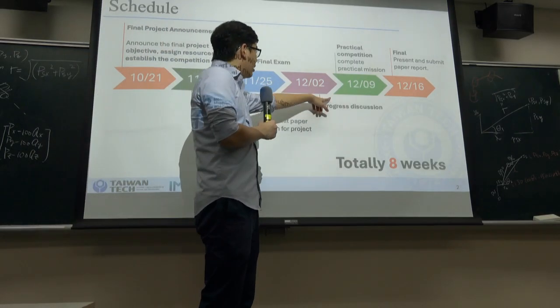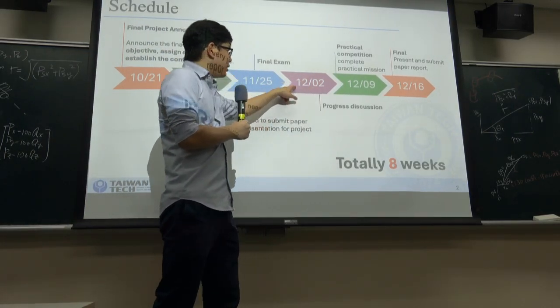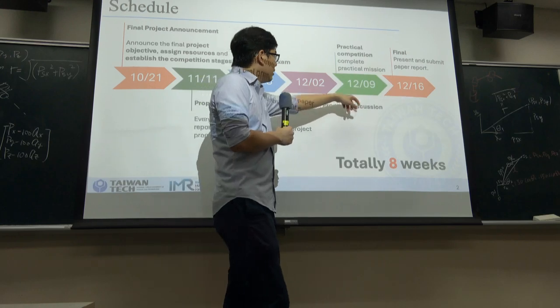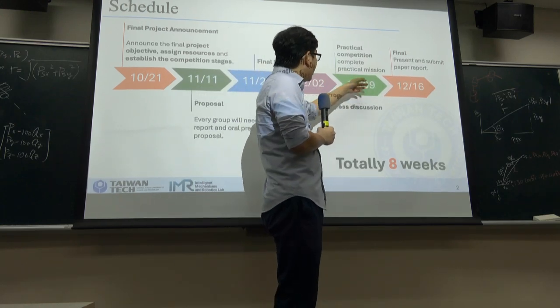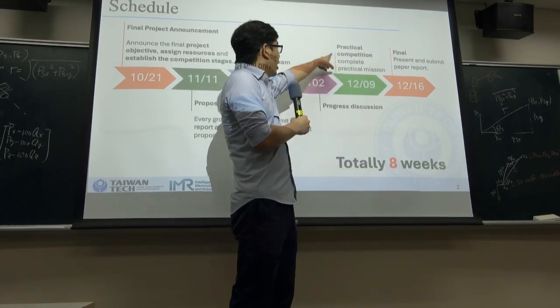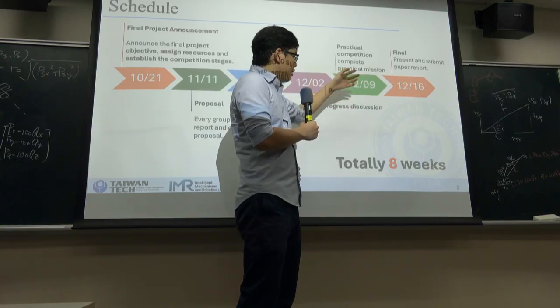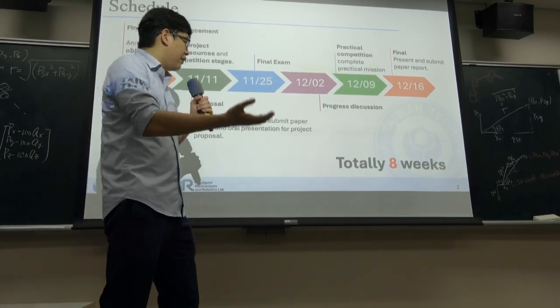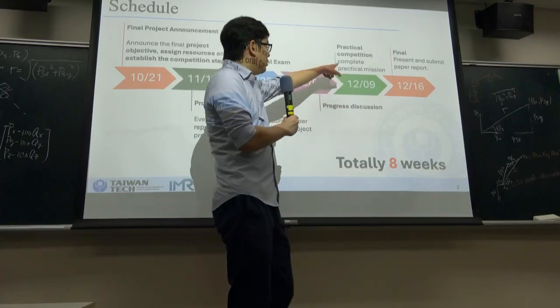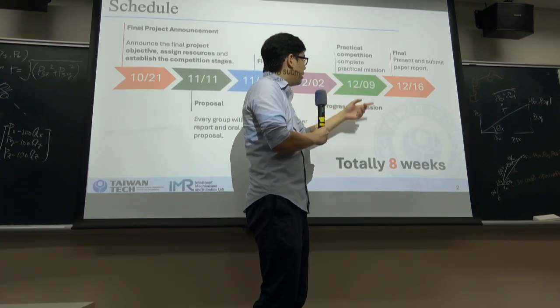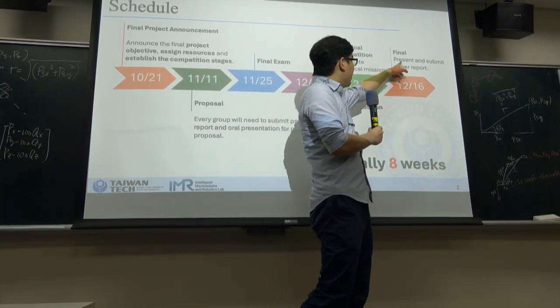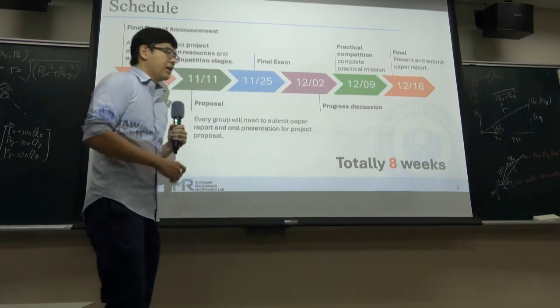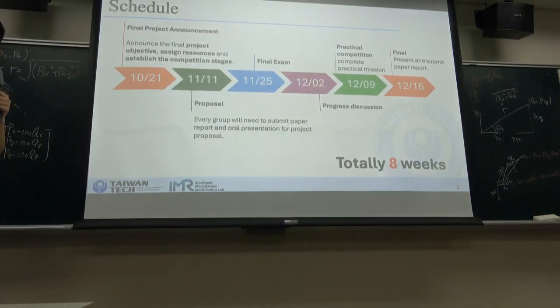Then we have one week of progress discussions. And then on 12/09 is a practical competition. You'll bring your robot to the class, and we'll have some missions to do a practical test. And the last week is the final presentation. So is there a question about the schedule?